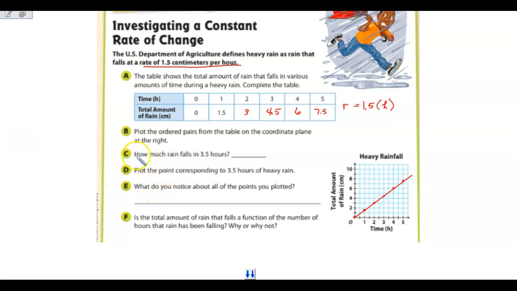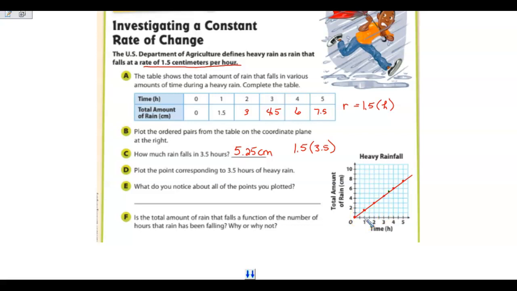They want to know about how much rain falls in 3.5 hours. So I can take what I did here and multiply it. So 1.5 times 3.5. And when I do so, I get 5 and 25 hundredths of centimeters of rain. And then they want us to plot that point on our graph. So if I came over here at 3.5 and went up, it would be just a little above the 5 mark.